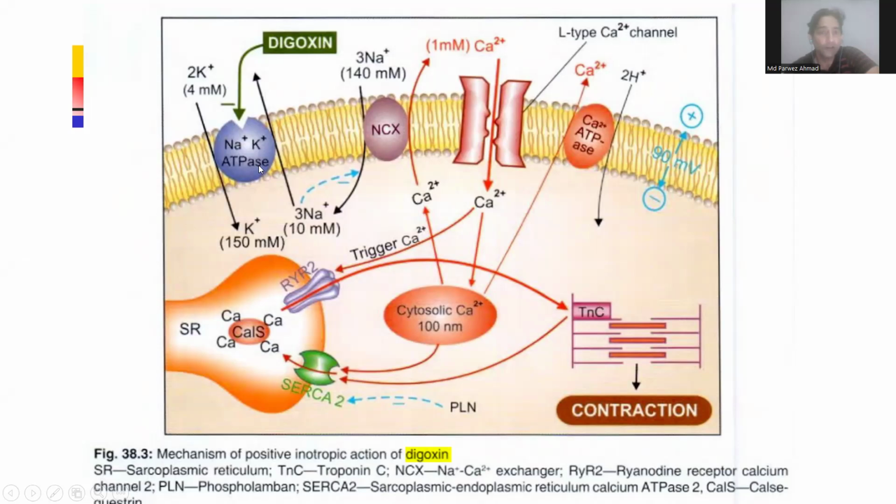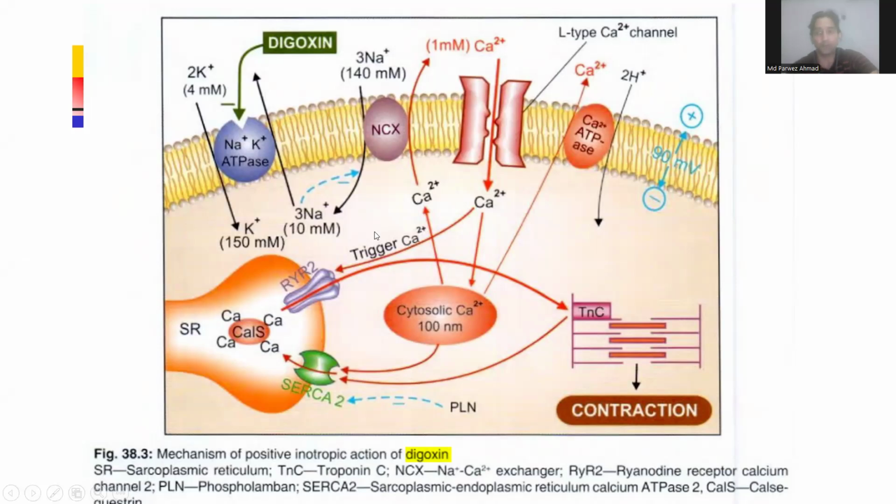First you understand the different types of channels which are present at the surface of the cell. Here, sodium potassium ATPase. Second one is the sodium calcium exchanger. Now what is the normal function of the sodium potassium ATPase? These are the channels which remove the sodium from the cell and bring the potassium from outside into the cells. So this is the normal function of the sodium potassium ATPase.